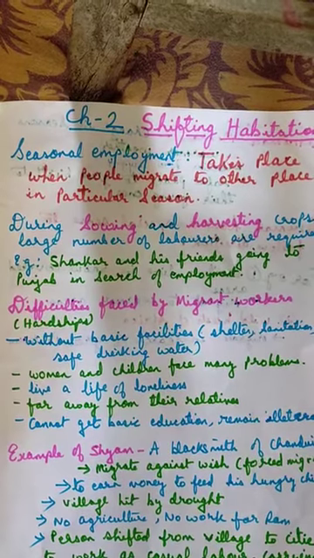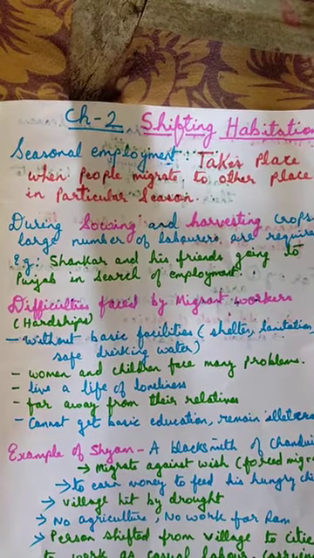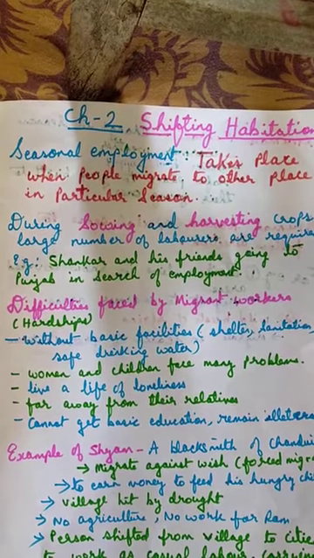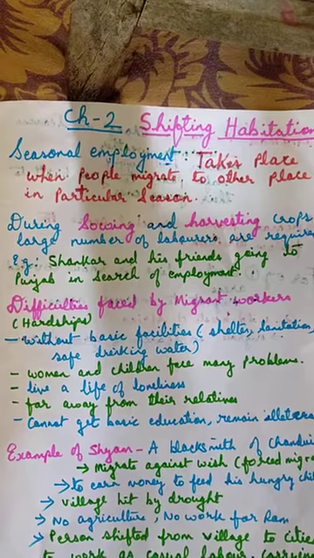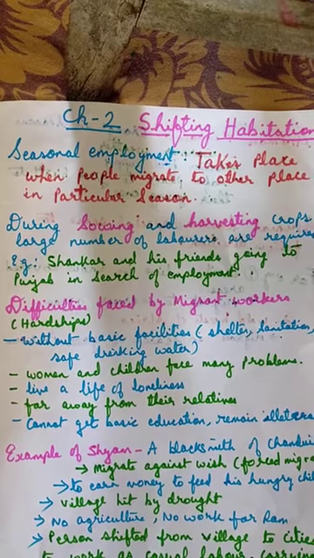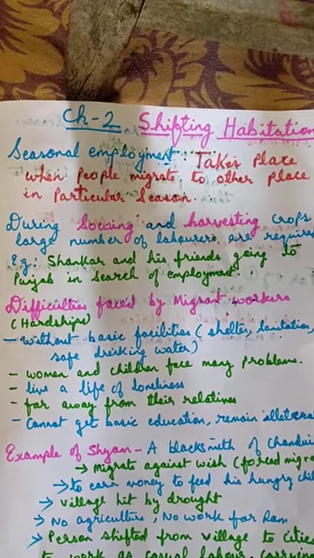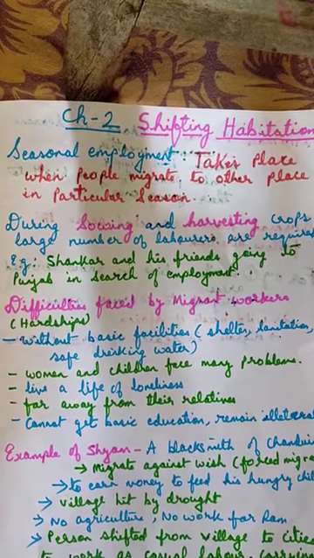Hello children. In the previous class, we had started the second chapter, Shifting Habitation, and I had explained to you the different kinds of migration, that is, voluntary migration and forced migration. Now we will move further.